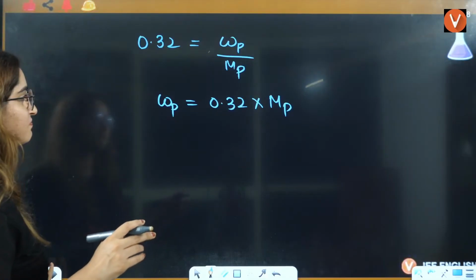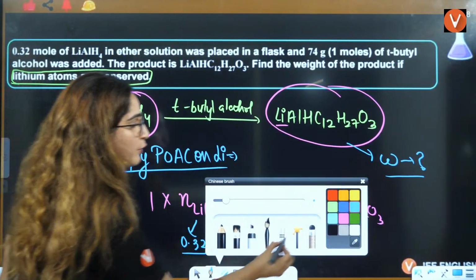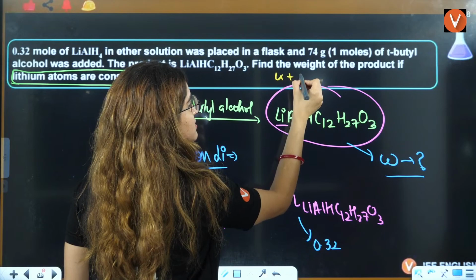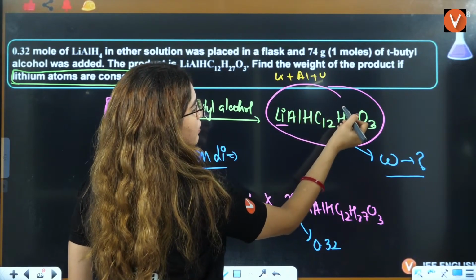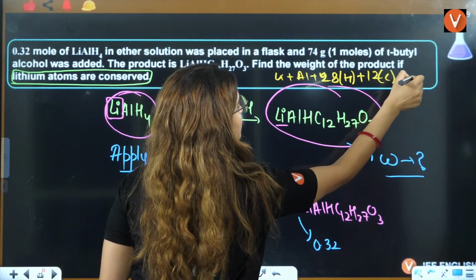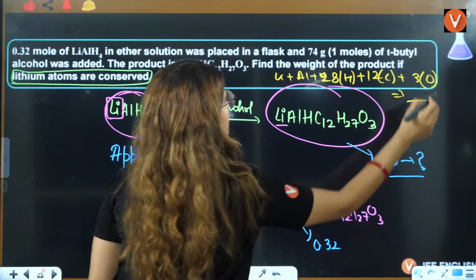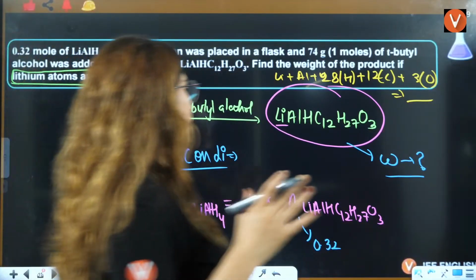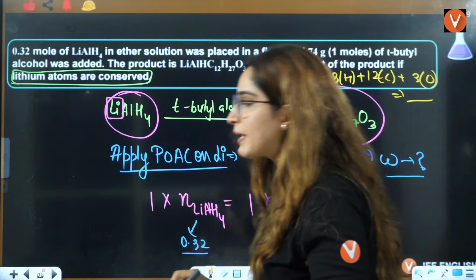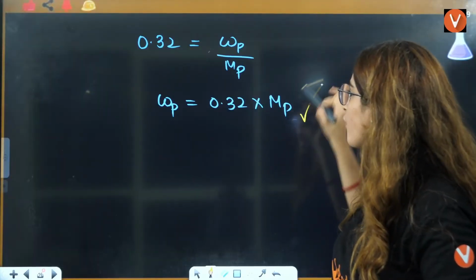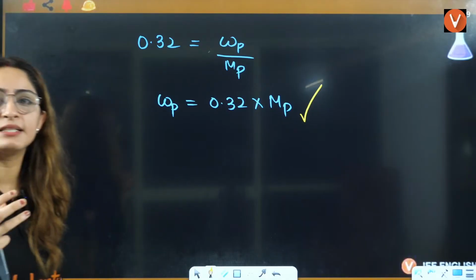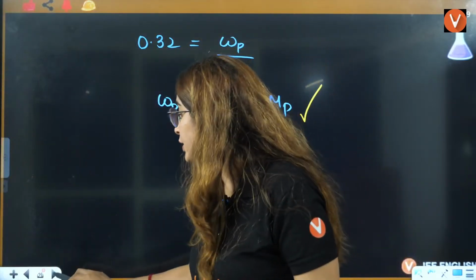Right? Okay. Yes, everybody. How can you calculate the molar mass here? Molar mass of lithium plus aluminium plus 28 into hydrogen plus 12 into carbon plus 3 into oxygen. Right? Something like 289 you will get as the molar mass. When you solve this, multiply it with 0.32 and you will get your answer for the product here. Right, everyone? Is that clear? Clear how we are applying POAC here.